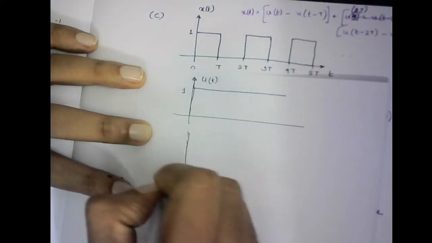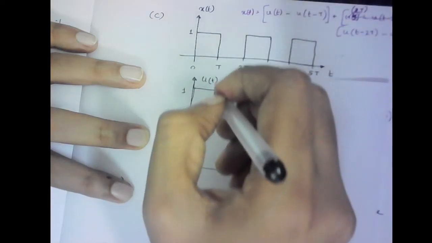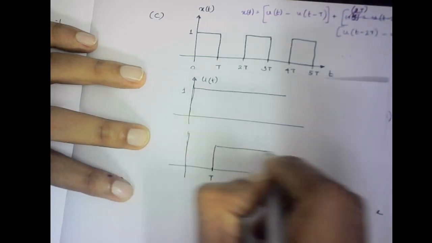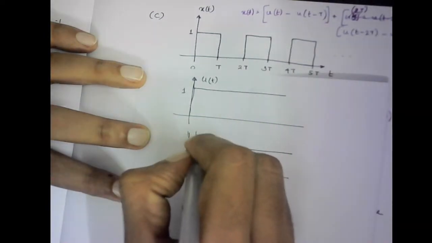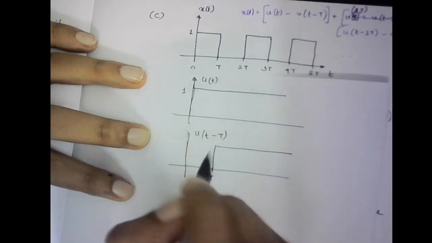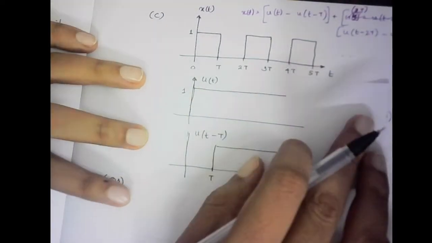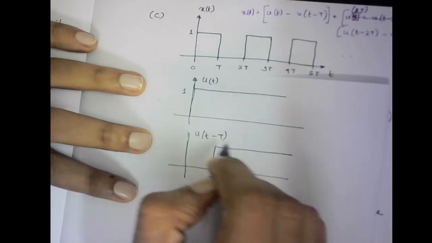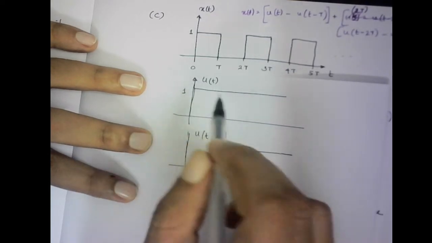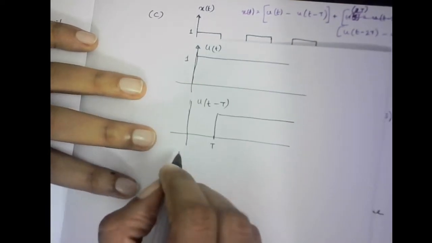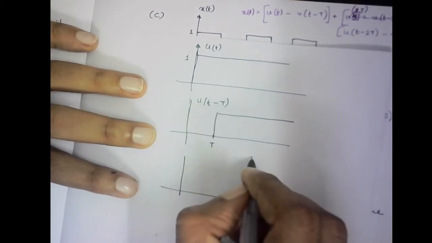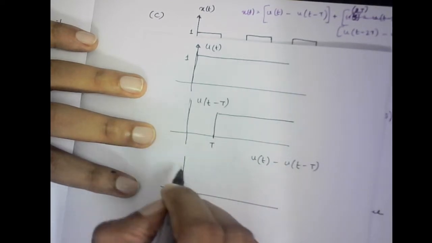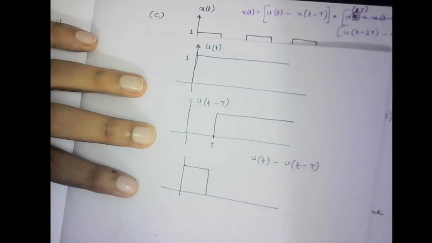and consider a second unit step signal, and this is capital T. If you consider a second unit step signal like this, what is this? U of t minus capital T, because the unit step signal is now delayed by capital T seconds. Now if you subtract u of t minus capital T from u of t, what you will obtain? If you do this operation, you can see that what you obtain is this part, right?